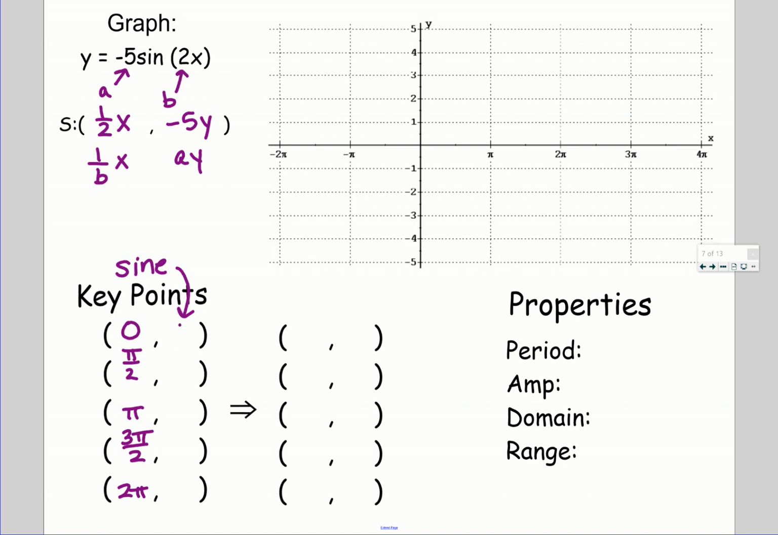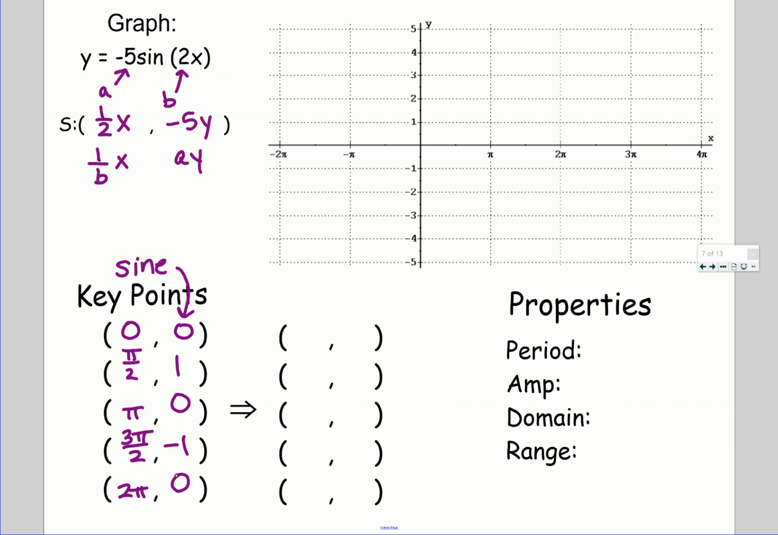Sine of 0 is 0. What's the sine of pi over 2? 1. The sine of pi, 0. The sine of 3 pi over 2, and 2 pi, 0. Okay, so you know those.